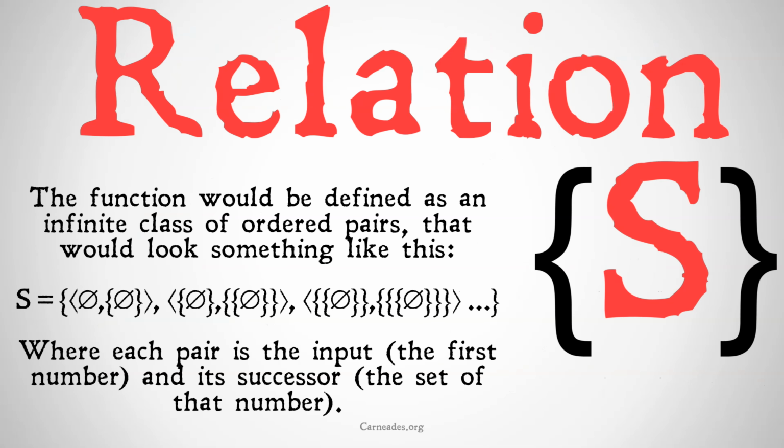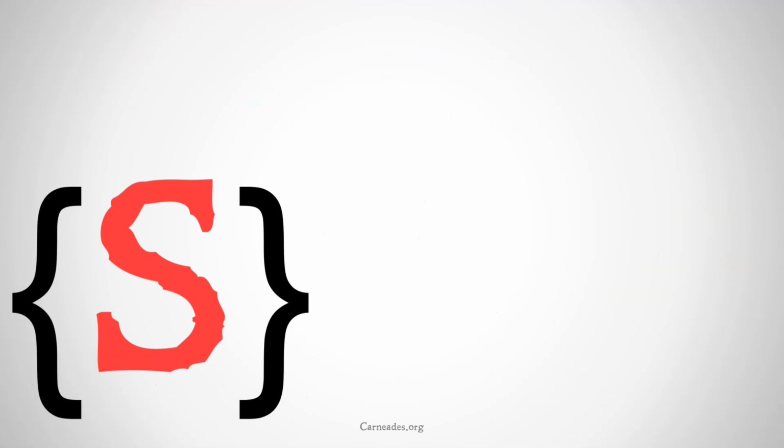Fairly easy. The function would be defined as an infinite class of ordered pairs that would look something like this. Successorship would equal the class of the ordered pair, the null set and the set of the null set, because remember, when we're putting something into the successorship function, we look at the domain and output the range. Then the next one would be the set of the null set and the set of the set of the null set, etc., etc. Essentially, you put in 0, you get 1, you put in 1, you get 2, and so on. Where each pair is the input, the first number, and its successor, the set of that number.